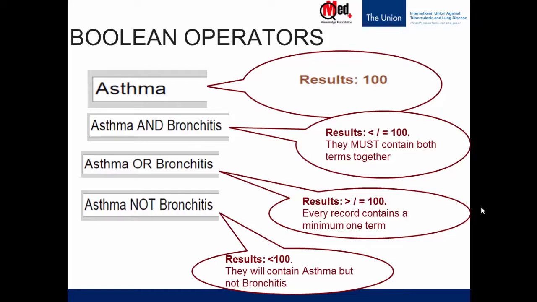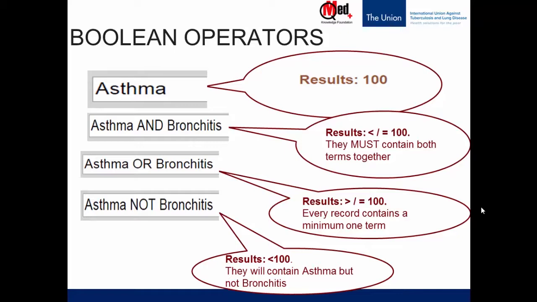I'd also like to specify one more thing here. If I typed asthma AND bronchitis, it is the same as typing bronchitis AND asthma. When we use AND, we are only specifying that the results must contain both terms together. If I search for asthma OR bronchitis, or I search bronchitis OR asthma, the number of results will be same because we are only specifying that every result record must contain minimum one of these terms.